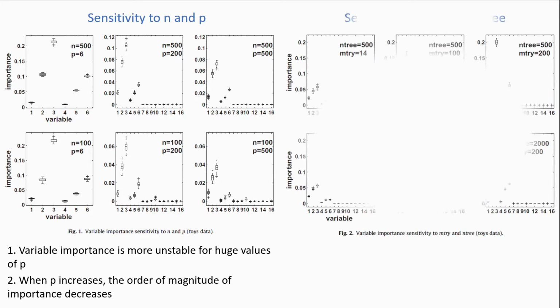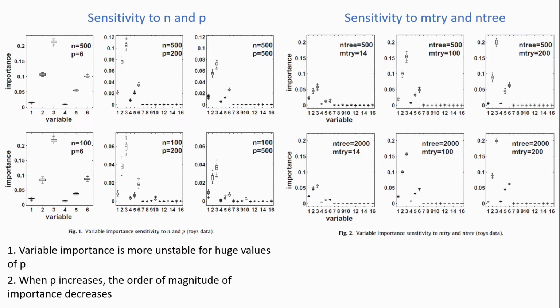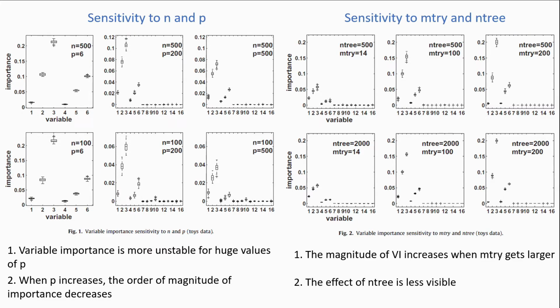The right plots about m_try and n_tree show that the magnitude of VI increases when m_try gets larger, more than doubled, but the effect of n_tree is less visible.